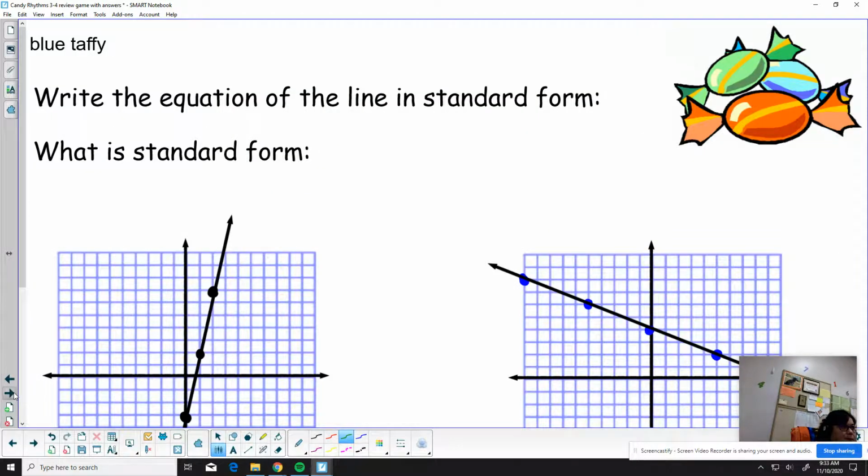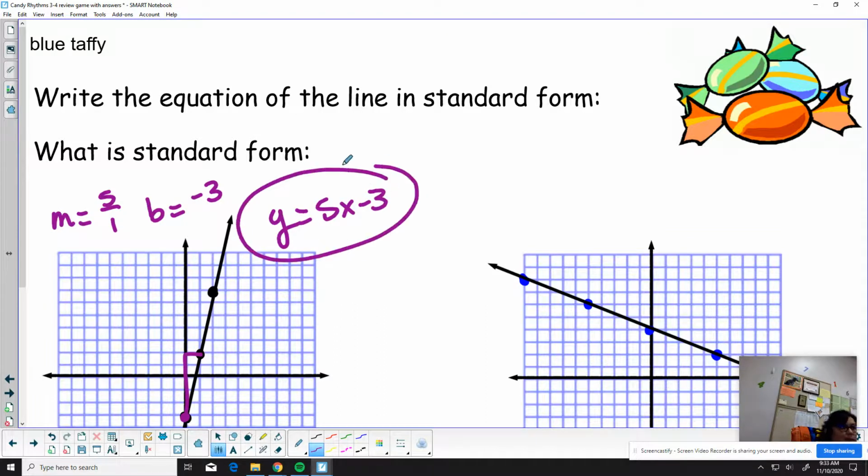Keep going. Write the equation of the line in standard form. So to do that, I need the slope, the m, and the y-intercept, the b. So m and b. So b is right here, which is 1, 2, 3. So it's negative 3. And slope, I do rise over run. How many up and over? So 1, 2, 3, 4, 5 over 1, or just 5. So my equation is y equals 5x minus 3.